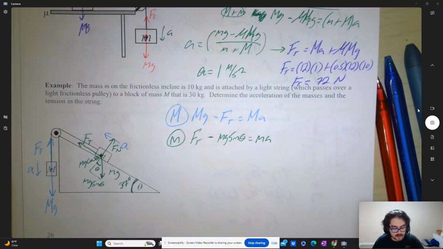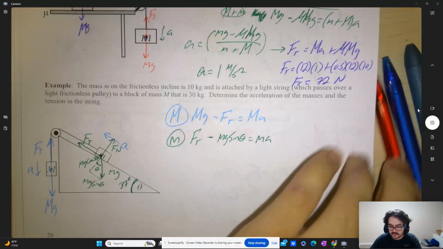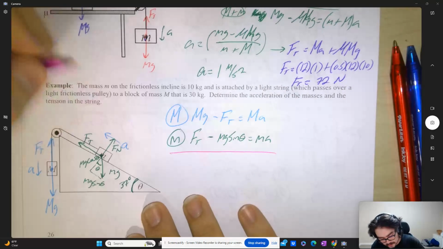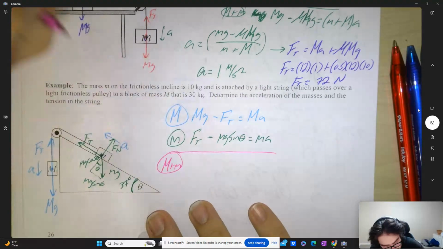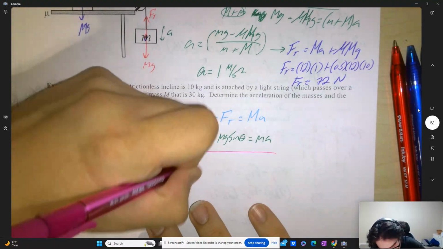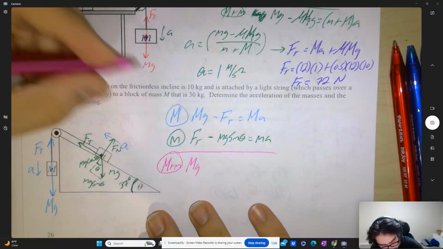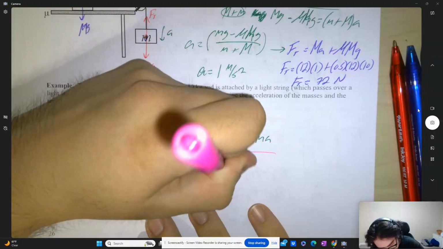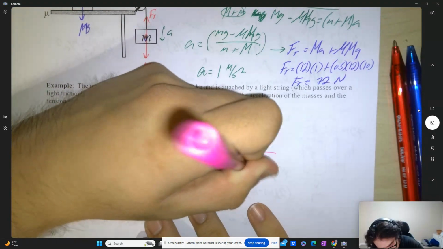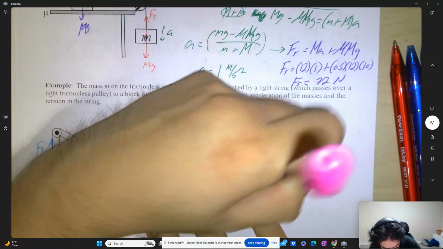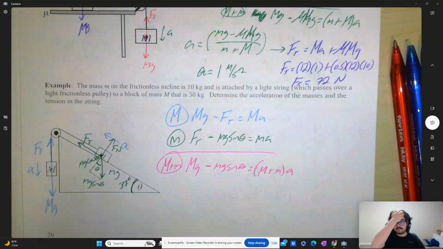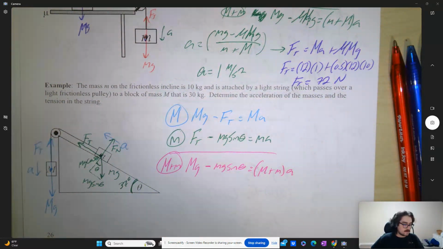And then if I do a combined expression for the whole system, capital M plus little m, then it would be capital Mg minus little mg sine theta equals capital M plus little m a. There's your expression for that.